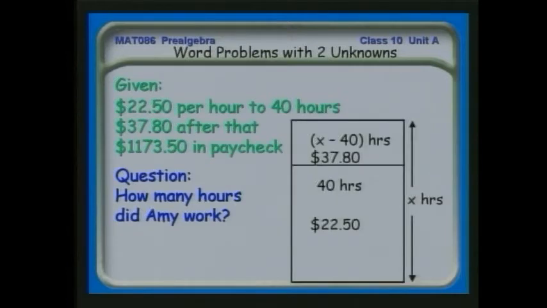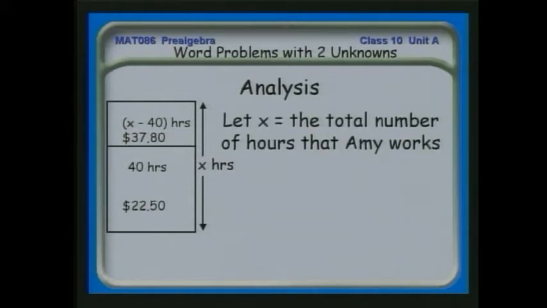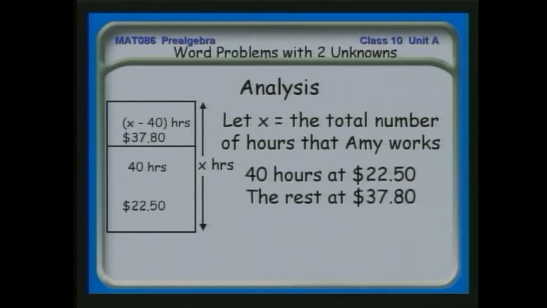Again, it's always good to make a diagram. There's the 40 hours at $22.25 an hour. And then however many hours at $37.80, and we want to know X, the total time. So let's try analyzing this. X is going to be the total number of hours she works. There's what she does normally. She works 40 hours at $22.25. The rest, and that's what we need to express mathematically, is at $37.80.